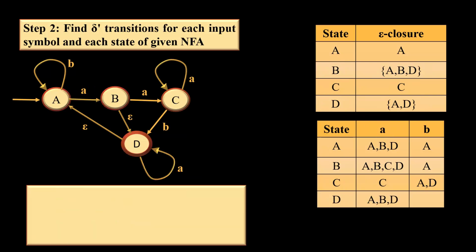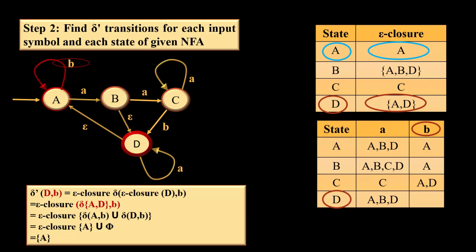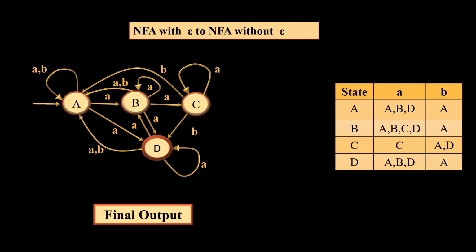Last entry is D, comma B. D, comma B, that means epsilon closure of D, which is AD, on B. A on B is a self loop as depicted in the NFA, and D on B is phi. So ultimately it will be closure of A, which is A itself. So this is how we get the final transition table. And this is the NFA without epsilon.